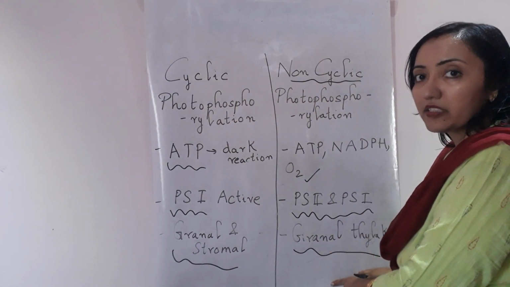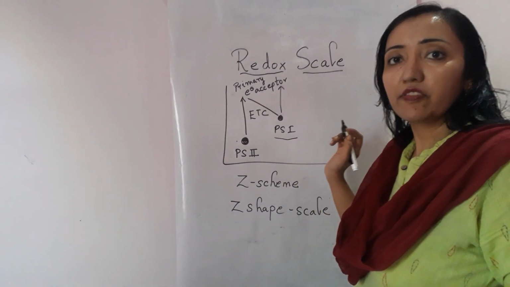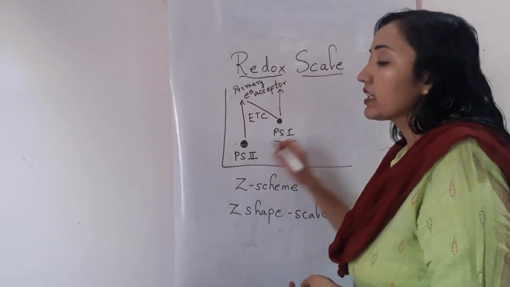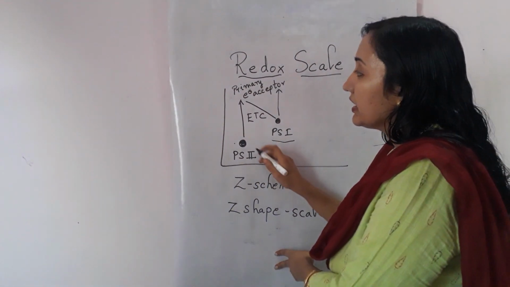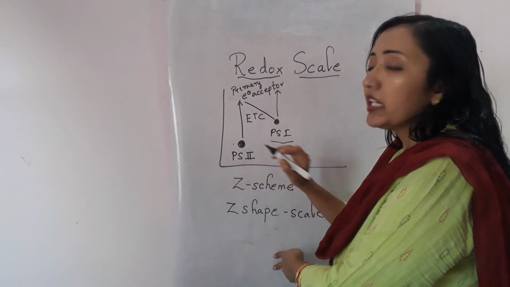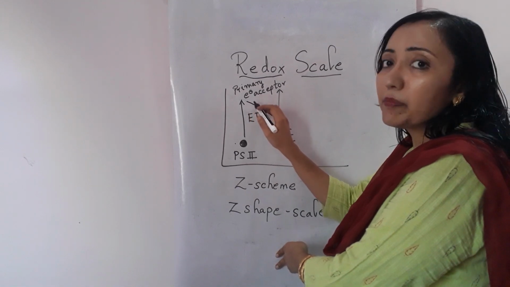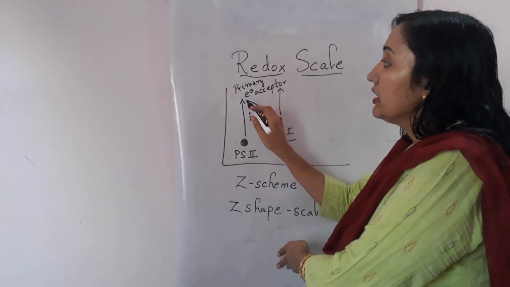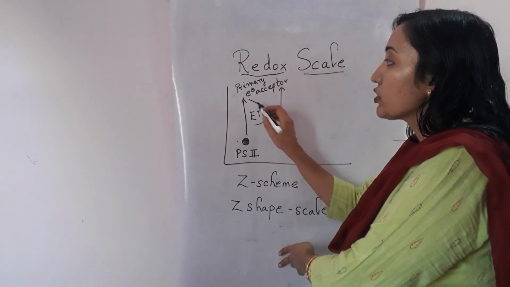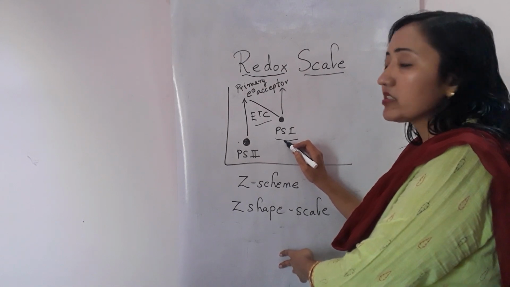Hi friends, let us plot a small graph of the light reaction on the redox scale. When we plot the graph, we can see photosystem 2. In photosystem 2, the electron gets excited and is accepted by the primary electron acceptor. Now the electron moves downhill through the electron transport chain and is accepted by photosystem 1.